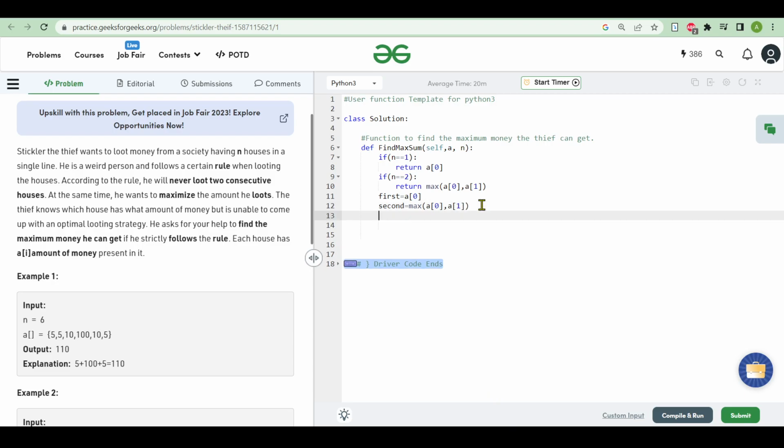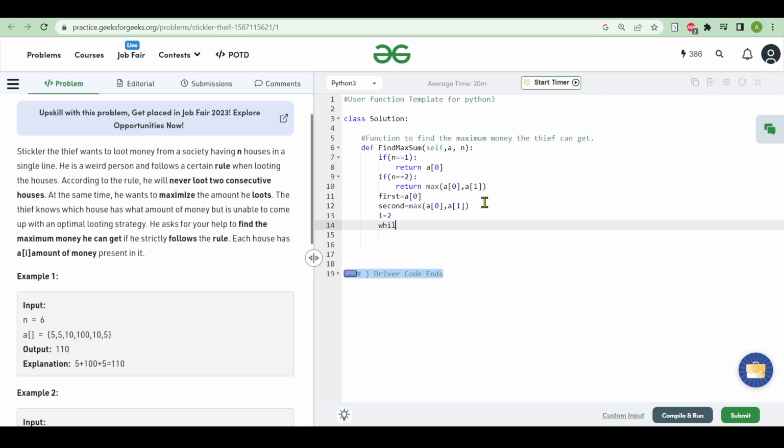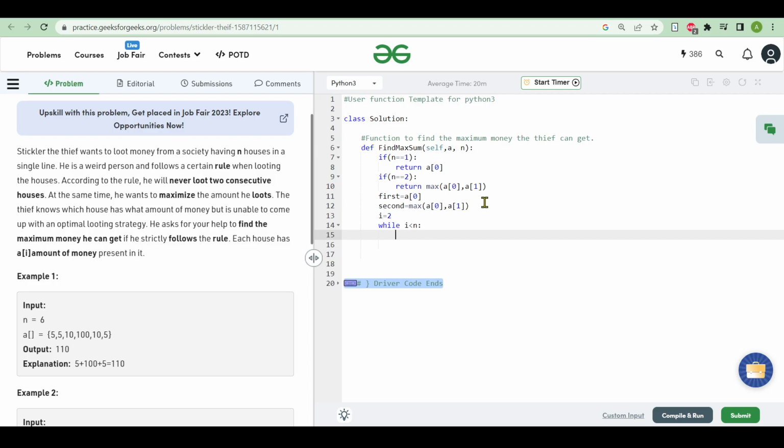Now I'm going to apply my loop here, and I will start from 2 because I have already calculated the maximum amount of looted money from two houses, and I will start from the third house, and its index will be 3, sorry, 2. So I will put a while loop here until i is less than n, which means I will go till the last house, and I will calculate my value of second. And before doing that, I will create a temporary variable that will temporarily hold the first value.